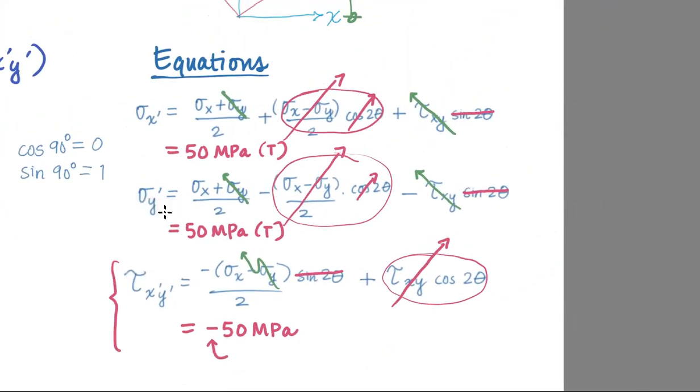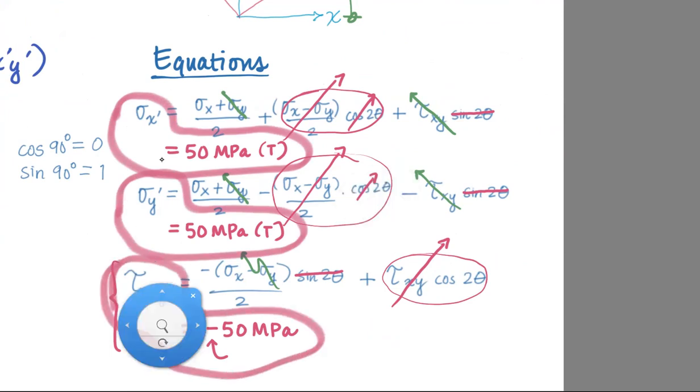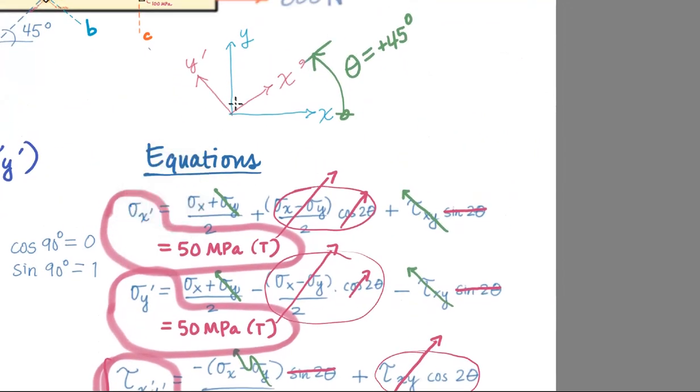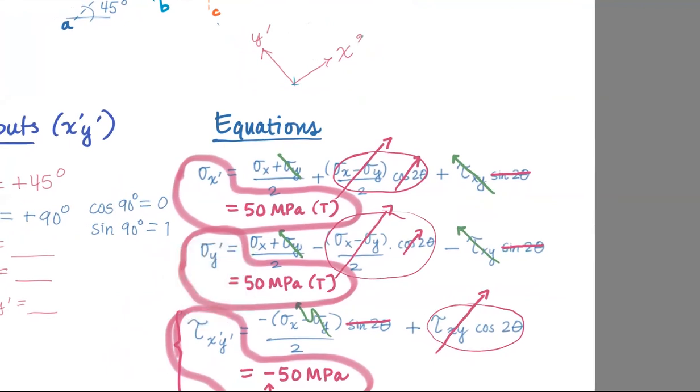At this point in the process, all we're going to do is take these three values that we just calculated, 1, 2, and 3, and draw them on a stress element in the x prime, y prime coordinate system that we started with. So let's just get this out of here. We no longer need it. Okay, let's give this a whirl. Here's my stress element in the x prime, y prime coordinate system. X prime direction, tension 50. Y prime direction, tension of 50.